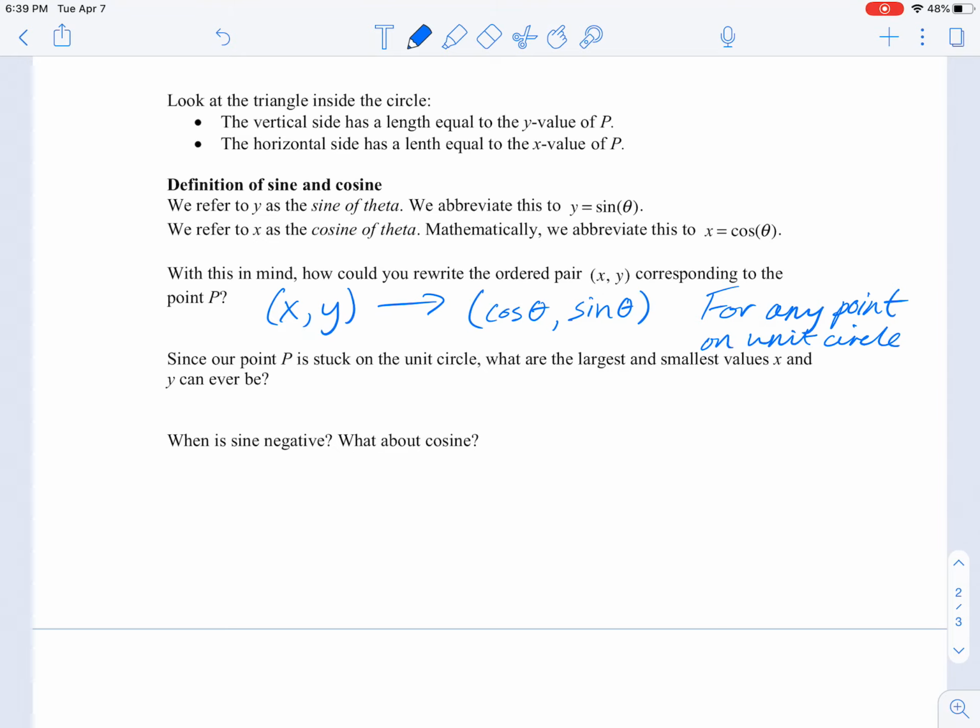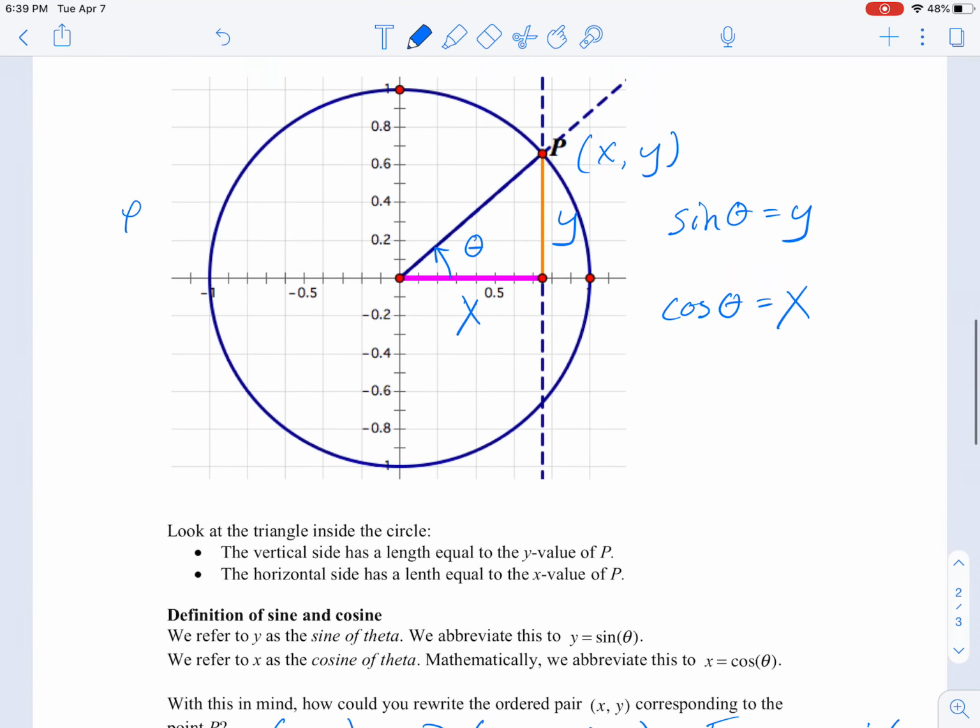Now, since our point P is stuck on the unit circle, what is the largest and smallest values x and y can ever be? Let's take another look at that image. Think about it for a moment. What is the biggest value that x could be and still remain within the unit circle? What's the biggest value y could ever be?